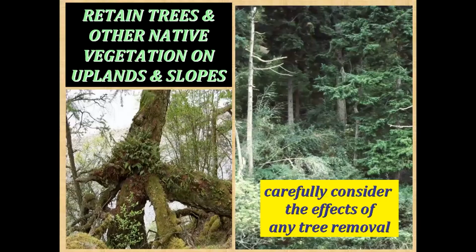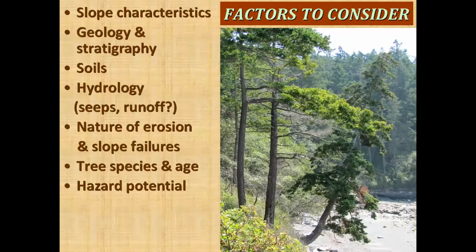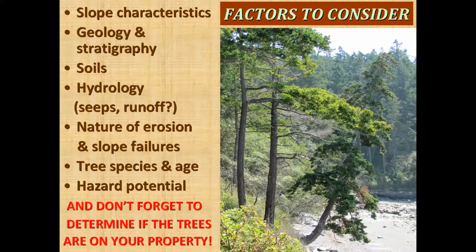You want to retain trees and other native vegetation on the uplands and slopes to the greatest extent possible. If you're going to consider removing a tree, you want to think about the factors that should be considered. They include the slope characteristics, the geology and stratigraphy, the soils, the hydrology. Do you have seeps and runoff? What's the nature of the erosion and slope failure in your area? What are the tree species and age? Is there hazard potential to residents? And don't forget to determine if the trees are on your property.